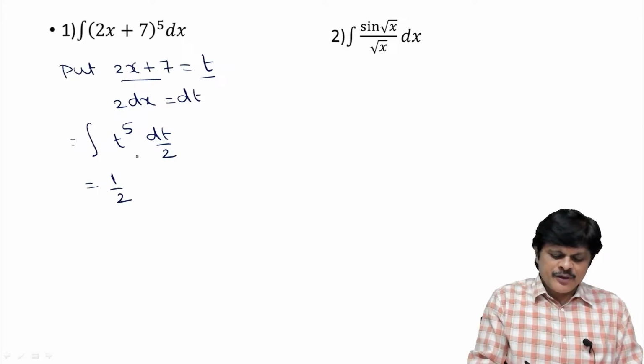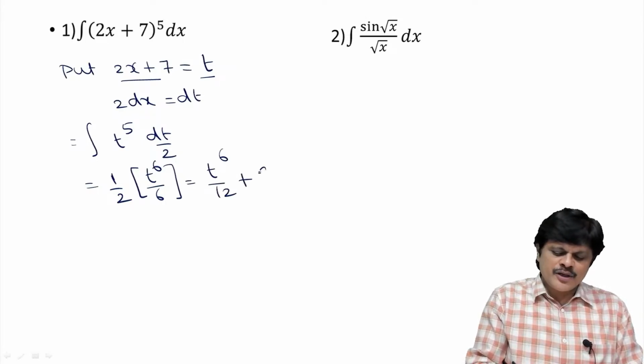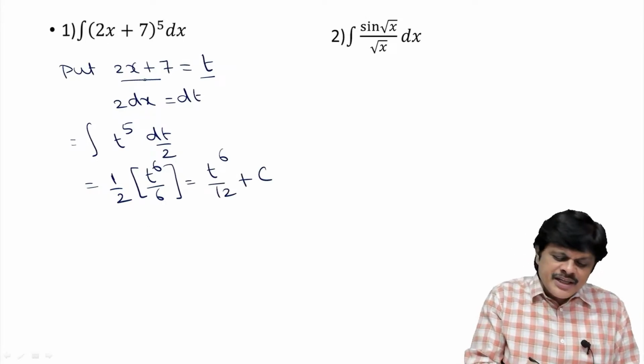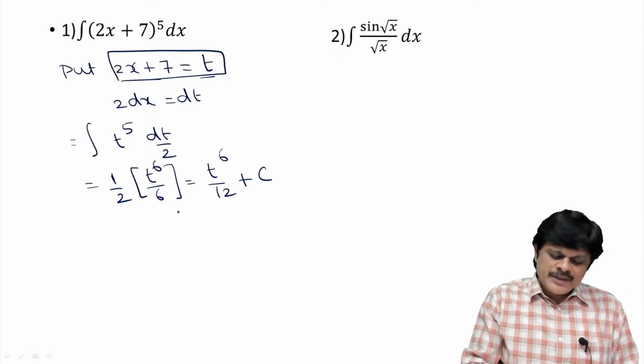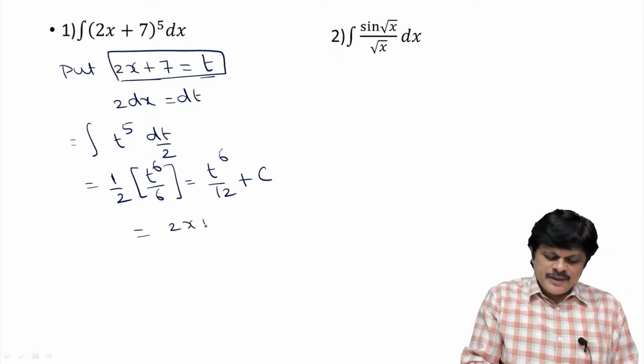So 1 by 2 you keep outside. Integral of t power 5 is t power 6 by 6. That is t power 6 by 12 plus constant of integration. But what is t? 2x plus 7. So (2x plus 7) whole power 6 by 12 plus c.